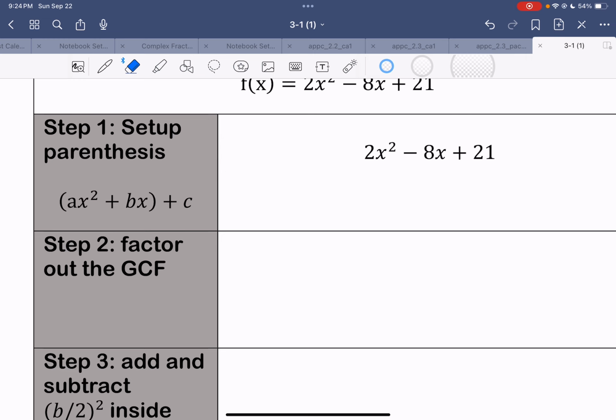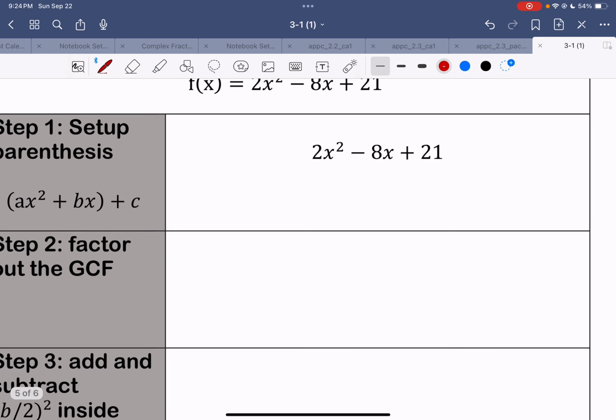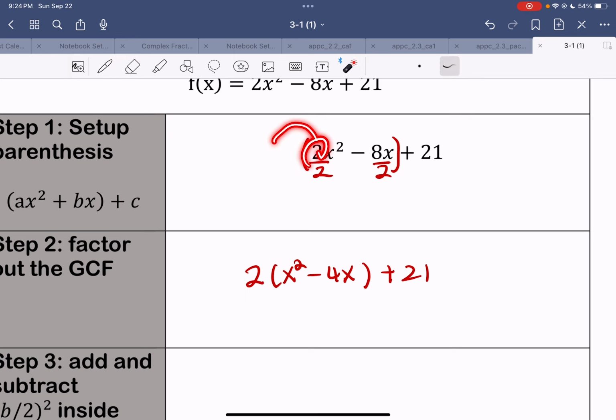So step number one is very simple. I'm going to put parentheses around the first two terms, and then I'm going to factor out our a, which is 2. So I'm going to divide each number by 2, which means I factor this out. So I have 2(x squared minus 4x) plus 21. As you can see, I took 2 out of these two terms, and I just leave x here.